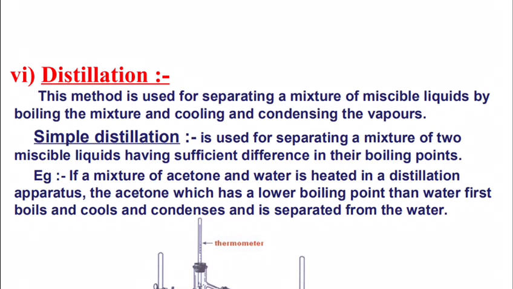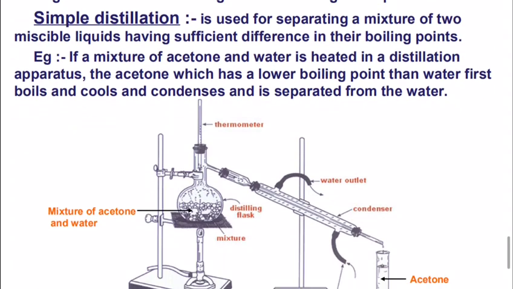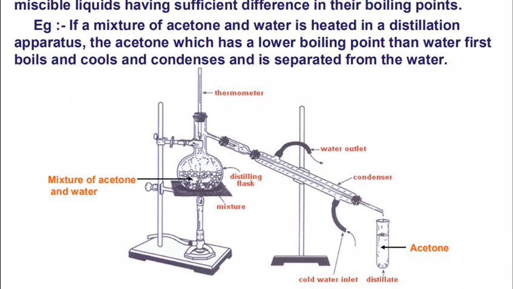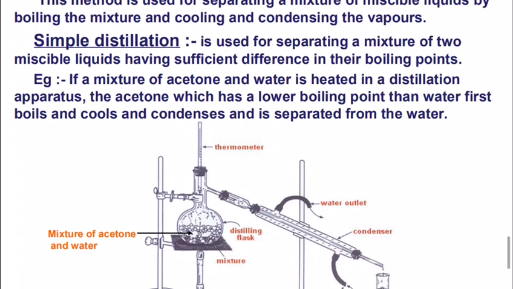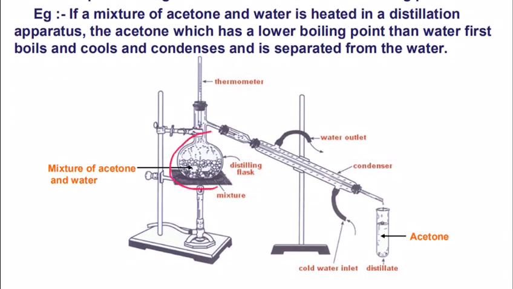I'll show you with the help of a figure. See, this is the figure. This is the distillation flask. Can you see it in the figure? This one is the distillation flask. Now, in this distillation flask, what will we take? We will take the mixture of acetone and water. Below it is the Bunsen burner. Above the distillation flask, a thermometer is put. On the side of the distillation flask, a condenser is connected.